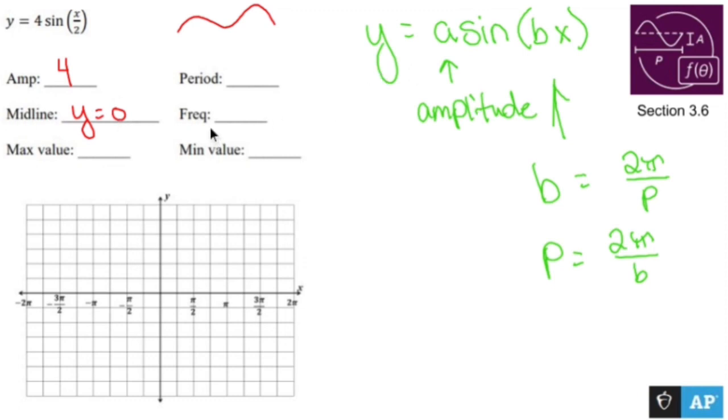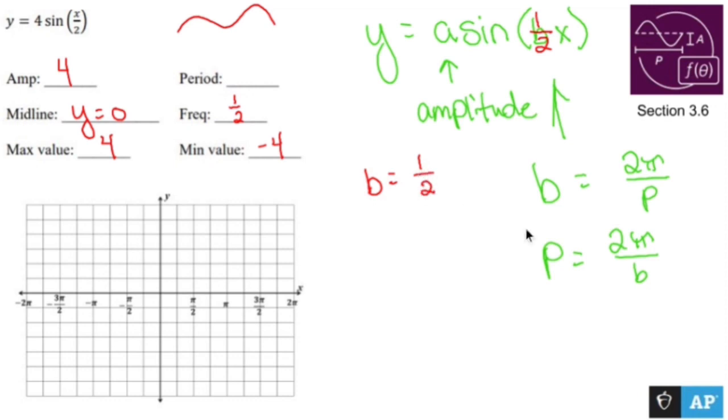Now what that looks like graphically is, since everything is leveled off at the x-axis, my amplitude is also going to be my maximum value and my minimum value. Since I have no vertical shift, my maximum value is going to be 4, and my minimum value is going to be -4. My frequency is the number in front of x. Well, the number in front of x isn't as clear because it's x over 2. But I know I can write this as 1/2 x. So B, my frequency, is 1/2.